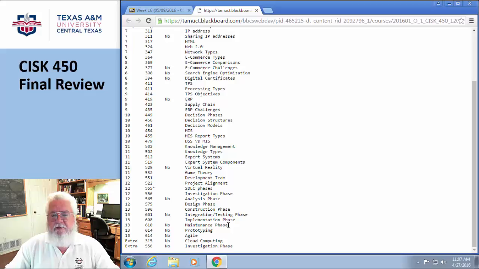Maintenance phase. Maintenance phase is probably poorly worded. I wish they had a different name for it. But it's all about the things that happen to change management and requests and all the rest of those things, which could eventually lead you to a situation where you're actually going to replace the entire system.